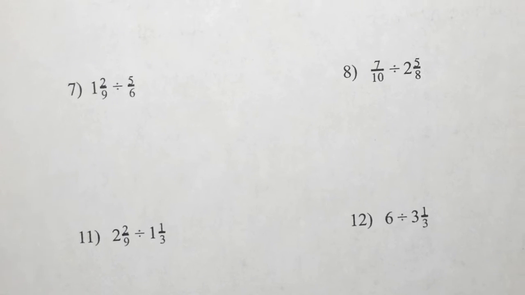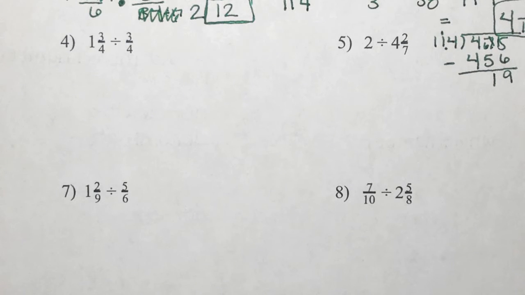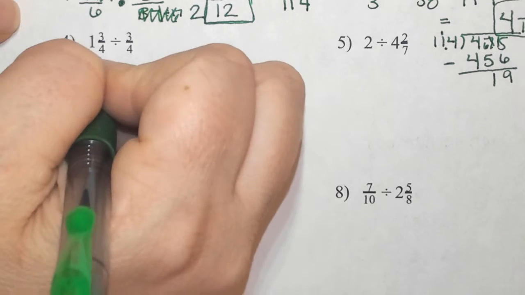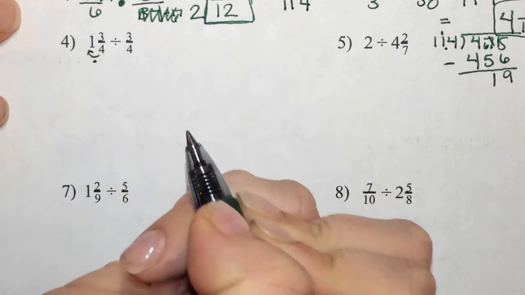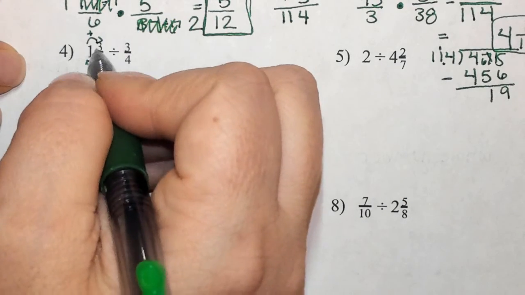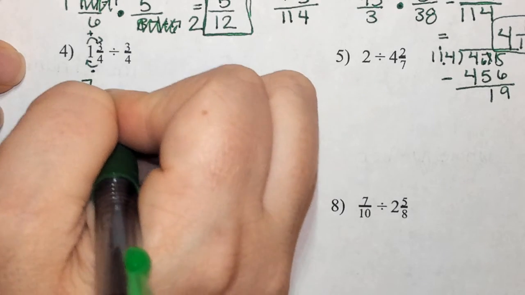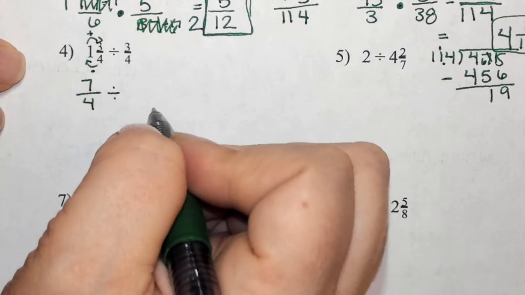All right, let's look at number 4. So for number 4, is that problem good the way it's written? No. So we're going to need to change that. We're going to do 4 times 1 plus the 3. What's 4 times 1? 4 plus the 3. 7 over 4. Divided by, do I need to do anything to 3 over 4?